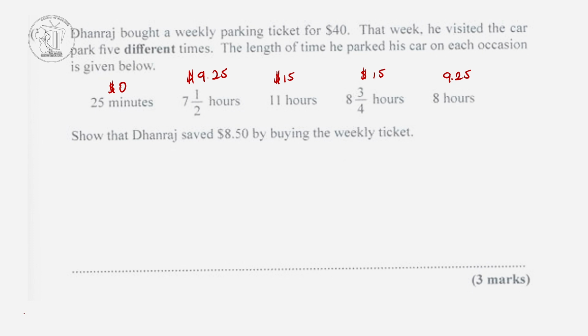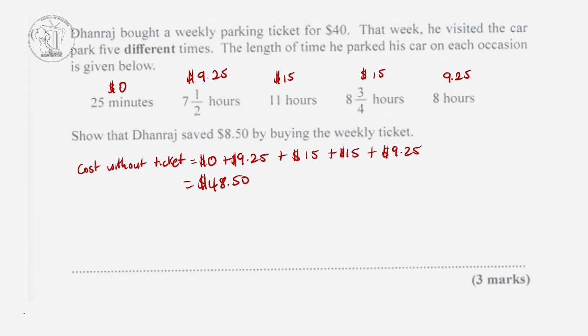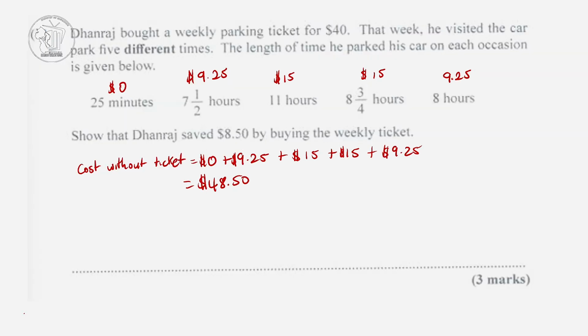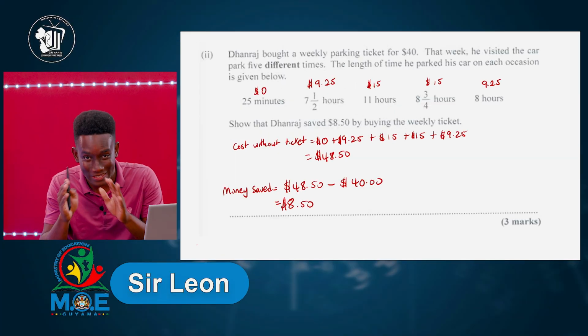To find the amount of money he would have paid had he paid individually instead of buying a ticket, the cost without the ticket will be 0 plus 9.25 plus 15 plus 15 plus 9.25. This gives us $48.50. This is the amount he would have paid without the ticket, and the ticket cost $40. So the money saved would be $48.50 subtract the $40 he paid for the ticket, which gives us $8.50. That is how we show that he saved $8.50 by buying the weekly ticket instead of paying for each parking individually.